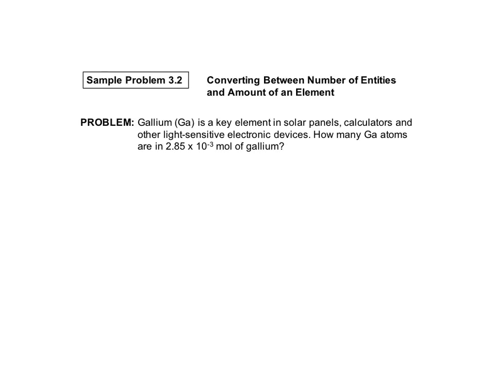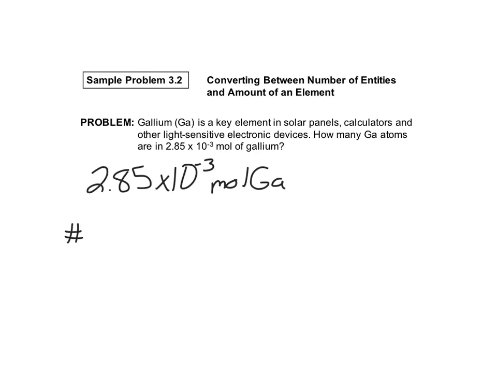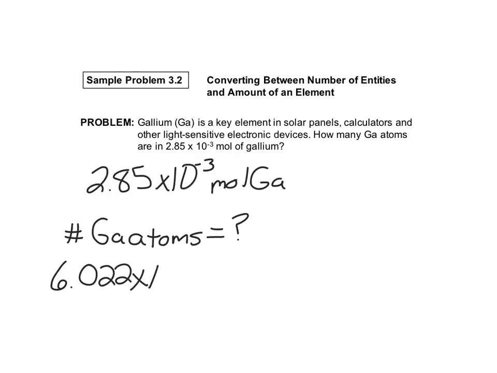So again, the first step is to always write down what we know. I know that I have 2.85 times 10 to the minus 3 moles of gallium, and I want to know the number of gallium atoms equals question mark. And I just mentioned Avogadro's number. Now, Avogadro's number tells me that there's 6.022 times 10 to the 23 entities per mole. So it relates those two units there, entities and mole.